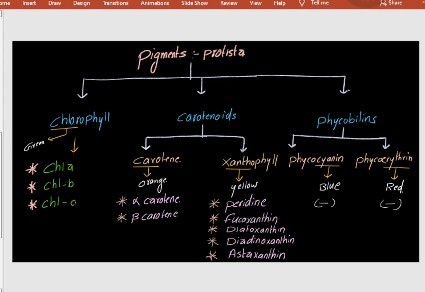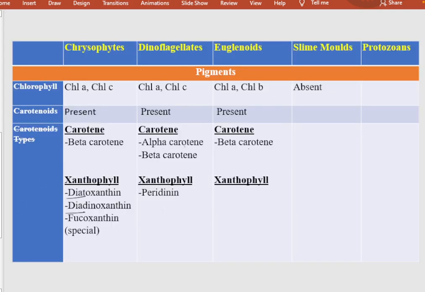Now just see the pigments. You need to remember only one for Euglena, just like the habitat I told you. Here also remember for Euglena only: chlorophyll A and chlorophyll B. The general first information is that pigments are present where photosynthesis is happening, which means only in the first three classes. In the next two classes they are not present. Second information, in these three classes chlorophyll is present. In NCERT it is mentioned chlorophyll A and chlorophyll B.